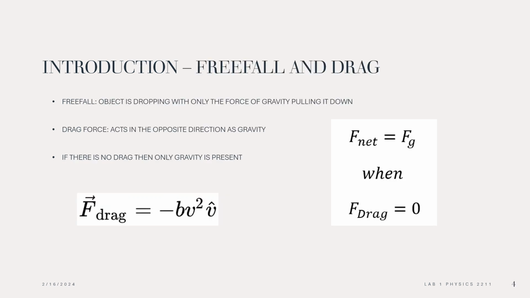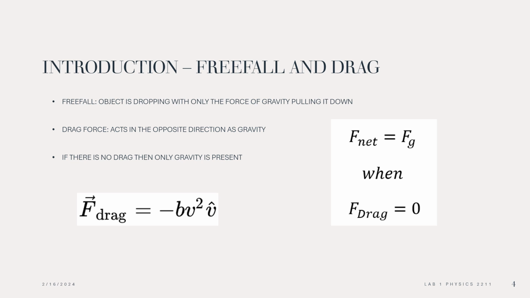Going into free fall and drag. Free fall, of course, is when an object is dropping with only the force of gravity pulling down on it. In real life this is very rare because we have air resistance, which we're about to get into. But for part of this example, we're only looking at when our net force is equal to gravity. The drag force acts in the opposite direction of gravity.